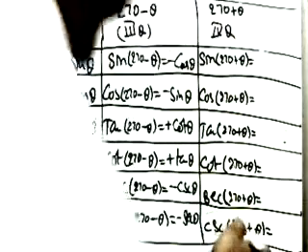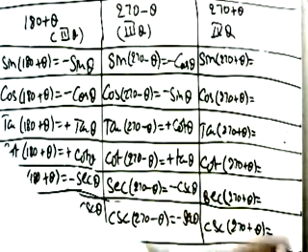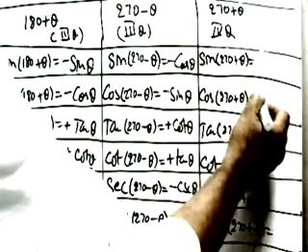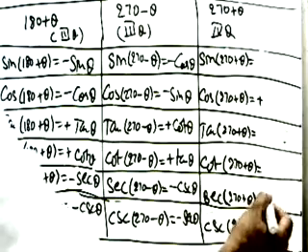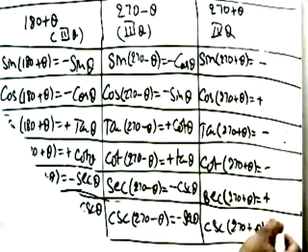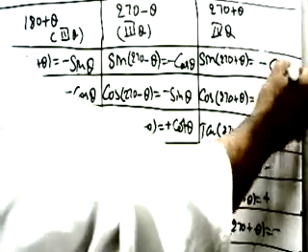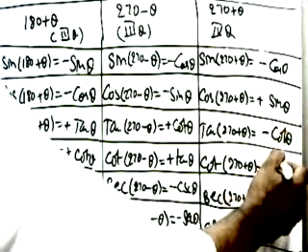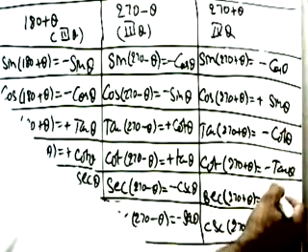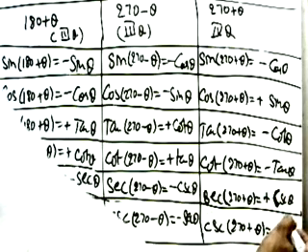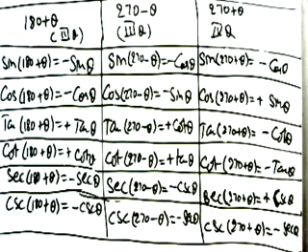And then lastly, for 270 plus theta, this is the fourth quadrant. In the fourth quadrant cos is positive, its reciprocal secant is positive, whereas the others are negative. Now sine changes to cos theta, cos changes to sine theta, tan changes to cot, cot changes to tan theta, sec changes to cosec theta, and cosec changes to sec theta. So let me practice this.